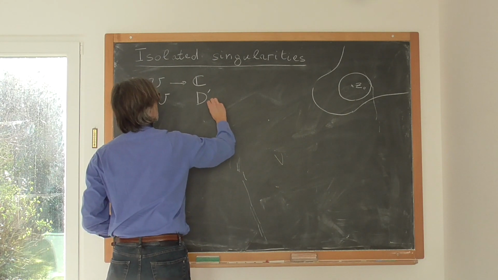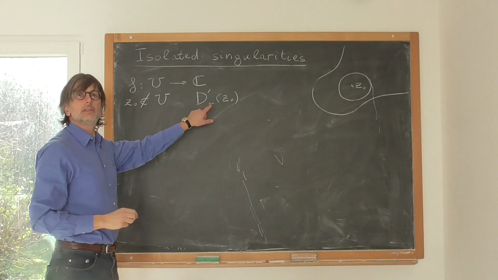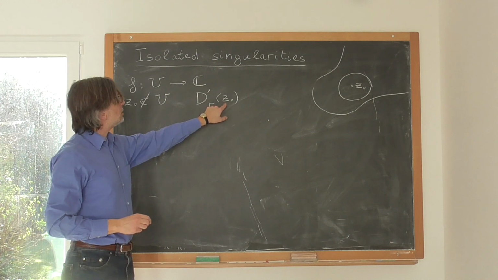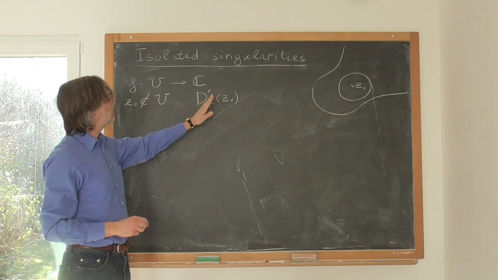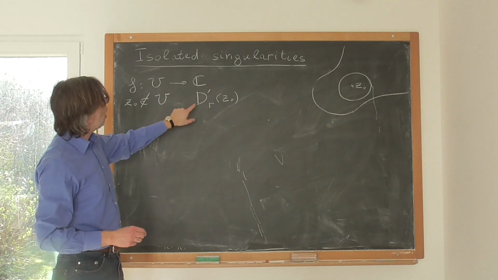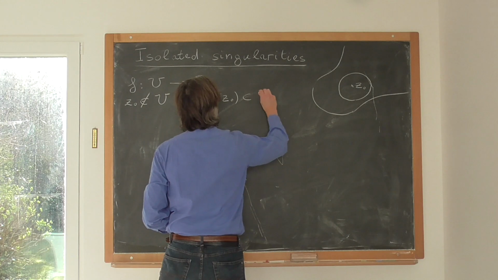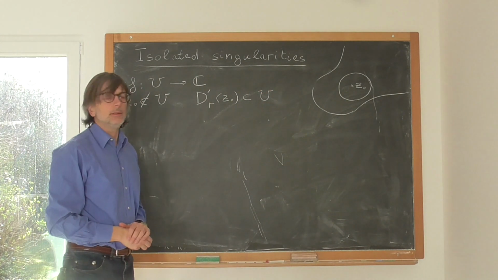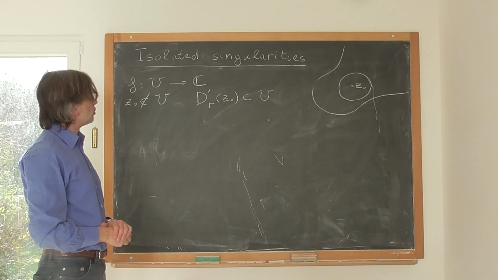So we have introduced this notation, D_r(z0) prime. So this is the punctured disk centered at z0 of radius r. So this means this is an open disk from which we have removed the center. Okay, and we are assuming that this set is contained in U. So this is a singularity, an isolated singularity of the function f.